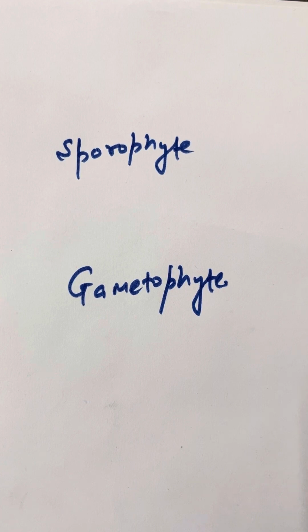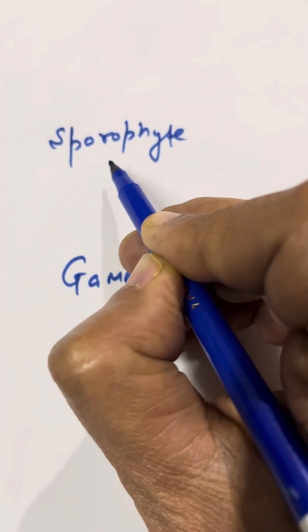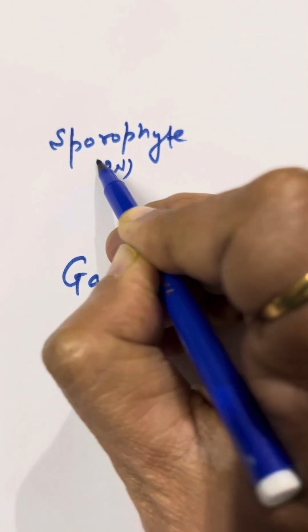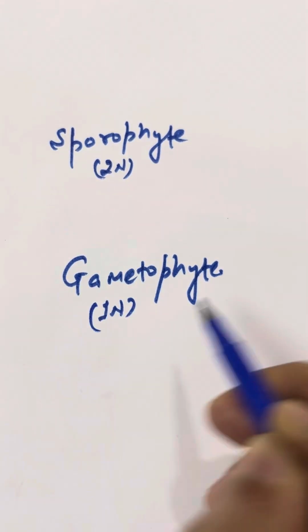But in case of plants, the life cycle is not completed in this way. The meiosis is different, because meiosis is a very important event in the life cycle of sexually reproducing organisms. In case of plants, meiosis is not occurring for gamete formation. Meiosis is occurring for spore formation. You have to understand this. This plant, sporophyte, is a diploid. This plant, gametophyte, is a haploid.